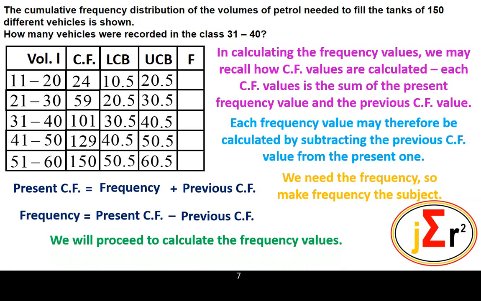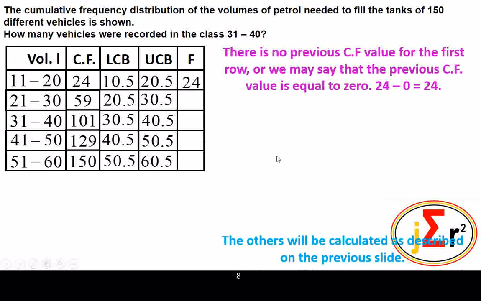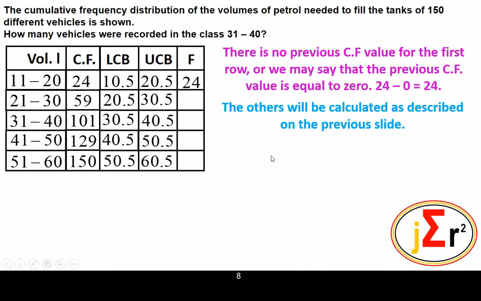And as a matter of fact, the process is very simple, even if the expression looks a bit abstract. So there is no previous cumulative frequency value for the first row. Or we may say that the previous cumulative frequency value is equal to 0. So 24 minus 0 is equal to 24. Then what will go here? It is a simple process. 59 minus 24. The others will be calculated as described on the previous slide.